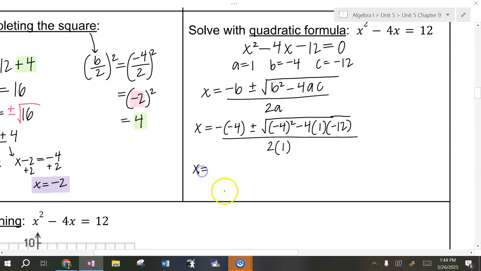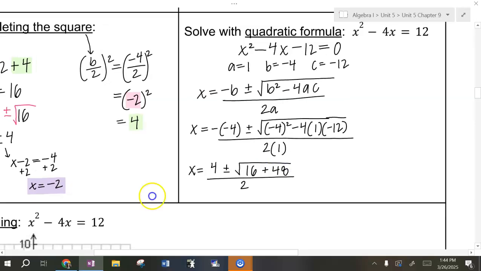So a negative times a negative makes a positive, which means that should be +4 plus or minus the square root of, and then -4 squared would mean -4 times -4, so +16. -4 times 1 would make -4, and then -4 times 12 would make +48. And in the denominator, you have 2 times 1, which equals 2.